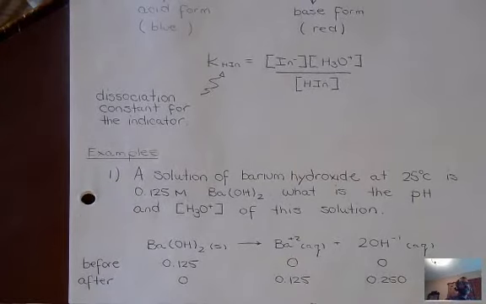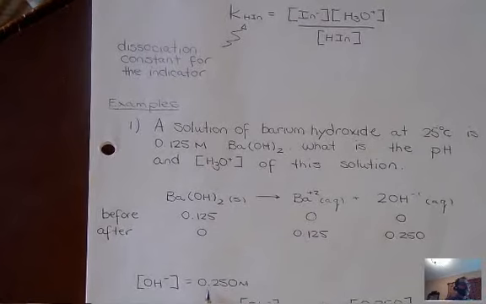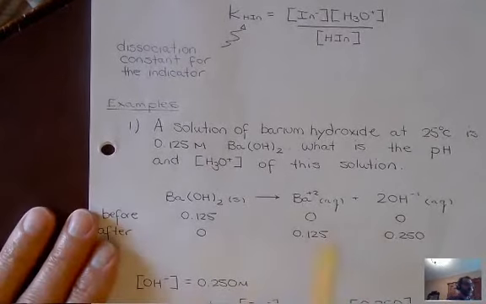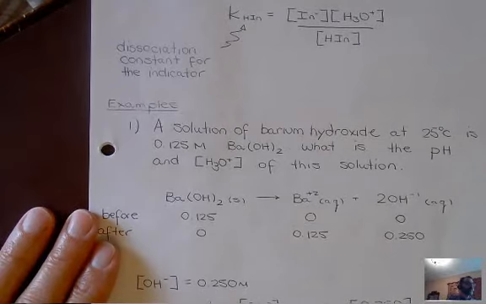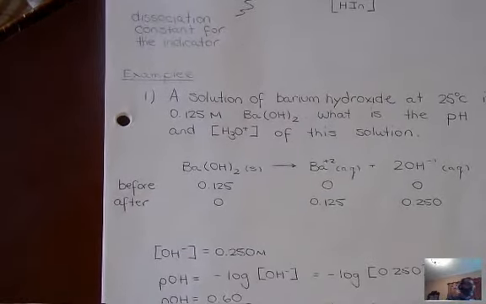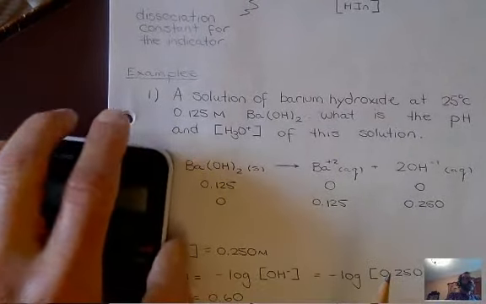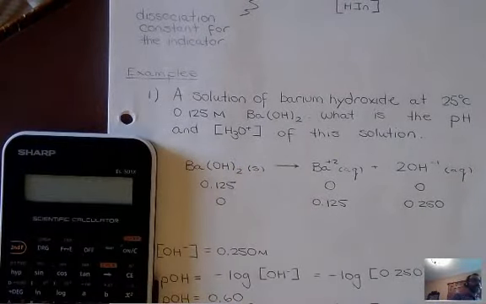All right, well, if that's the case, I know that my hydroxide ion concentration at equilibrium, because there is no equilibrium, it goes all the way to the right, is 0.250. So the first thing to calculate is pOH. Okay, so if you know the OH minus concentration is 0.250, then how do you calculate the pOH? The pOH is minus the log of the OH minus concentration.